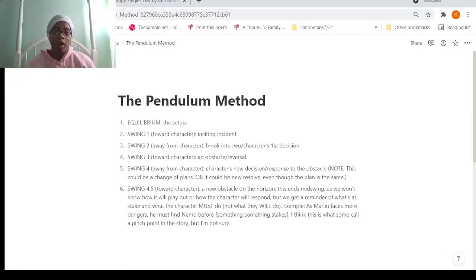Hey everyone, it's Simone Watson, and today I want to talk about a query writing method that I like to call the Pendulum Method. This is not the only way to write a query letter, and when I talk about this, I'm talking about your query blurb, so the part where you describe the story.